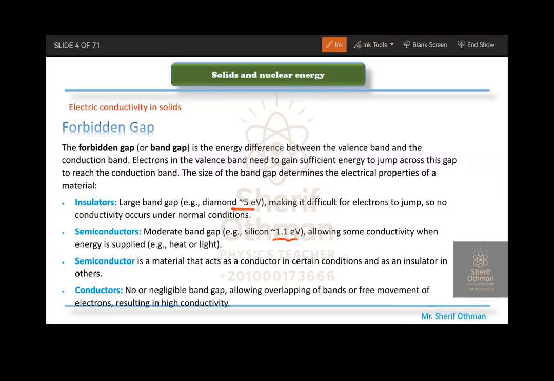Okay, how can we define a semiconductor material? It is a material that can act as a conductor in certain conditions and as an insulator in others.